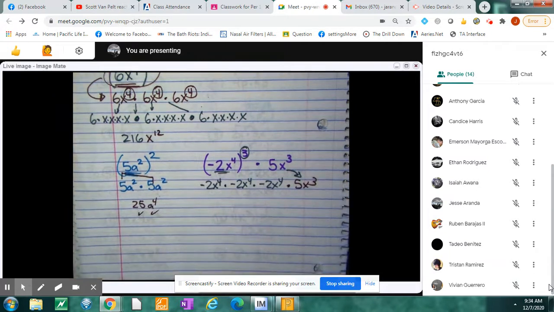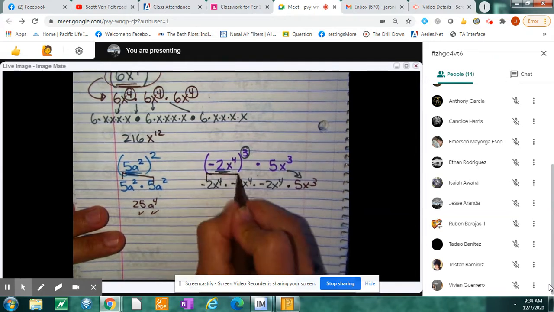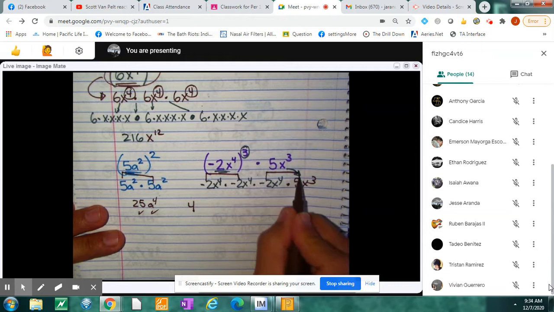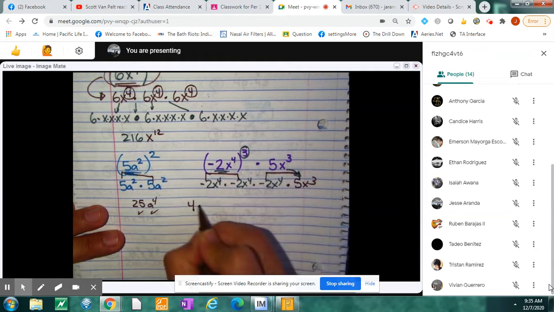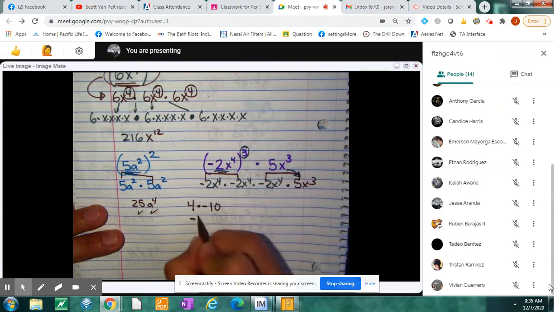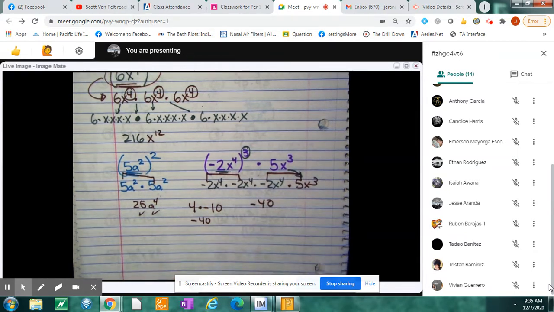So now you have a lot of numbers, right? So you could go ahead and do this. Negative 2 times negative 2, that's 4. Negative 2 times 5 is negative 10. All right, so then this is negative 40. See, so you have to do the numbers on the side.